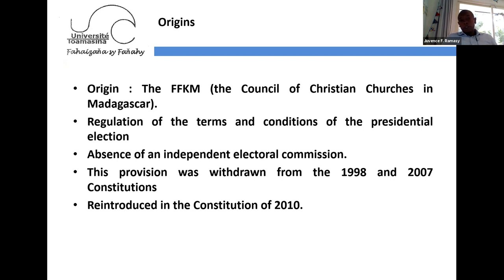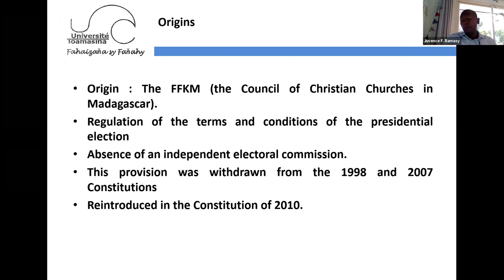Because the FFKM wanted to regulate the terms and conditions of the presidential election, and they wanted to do it strictly, because, as we have seen in the past, the Second Republic was characterized by an autocratic regime. So they wanted the incumbent to resign before the election. That was also explained by the fact that there was no independent electoral commission. So it was important to have a fair and credible election, to avoid state resource abuse by the president, and also to avoid electoral manipulation.